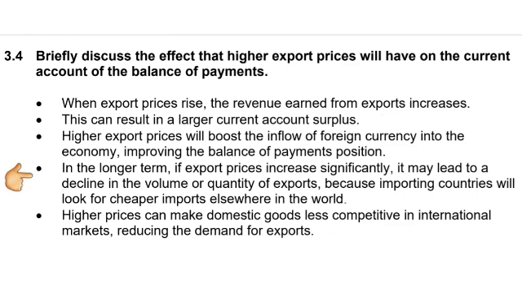In the longer term, if export prices increase significantly, it may lead to a decline in the volume or quantity of exports because the importing countries will look for cheaper imports elsewhere in the world. So I wanted to read it up to point 4 because I wanted to get you to a point of how it ends up being. It starts off being a good thing because it means that to buy from South Africa, countries will have to use more money to buy from us. At the beginning, that's going to be a good thing if they haven't found other suppliers for what they're looking for. Let's say the commodity that we are talking about is platinum, as we saw in that table.